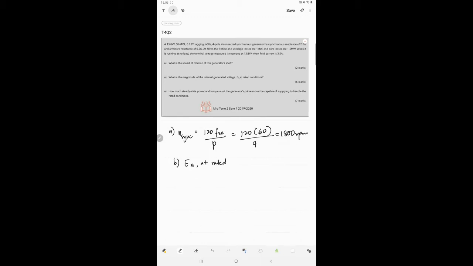First of all, we can find EA through the equation EA equals V phase plus RA times IA plus jXS times IA. This equation comes from the per-phase equivalent circuit. If we take Kirchhoff's voltage law around the loop of the circuit, we get this equation. From this, we have to find V phase. RA and XS are already known, and then we need to find IA.